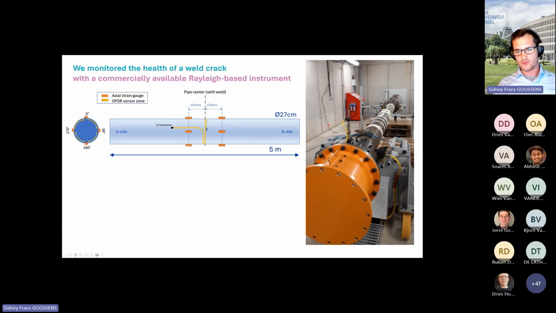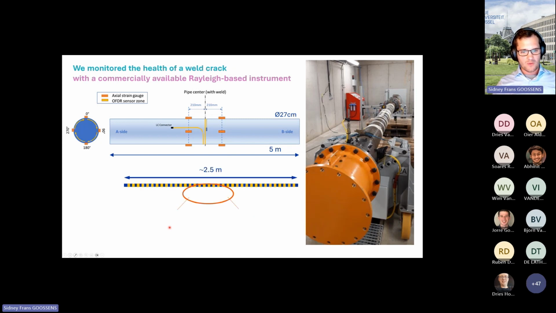We used a steel beam of 5 meters long and 27 centimeters in diameter. The beam was welded together here in the middle, and it's exactly there that we installed an optical fiber sensor completely over the circumference of the beam. Now, we used a distributed sensing technique, so that means that the optical fiber that was installed was 2.5 meters long, and we had measurement points every 2.6 millimeters. So that means we had a total of 950 sensors in a 2.5 meter span of the optical fiber that was wound around this beam.